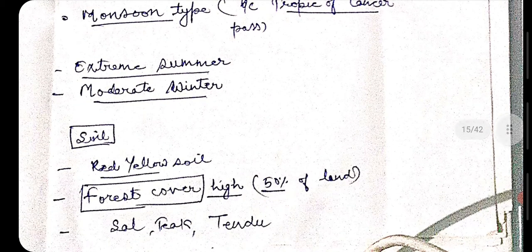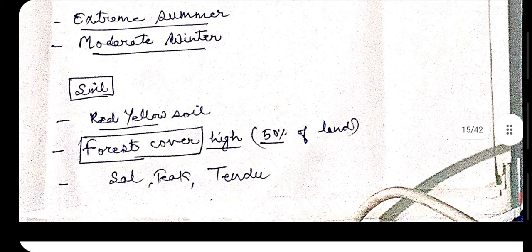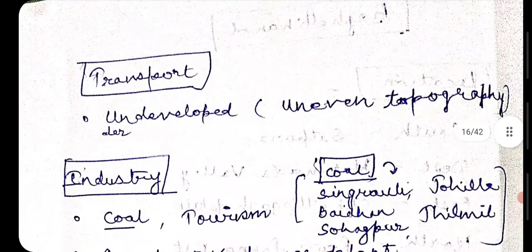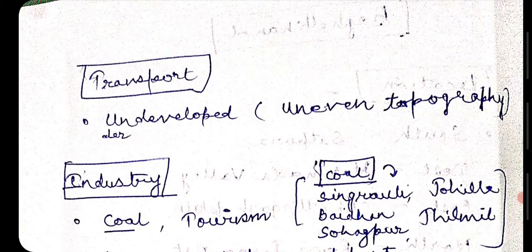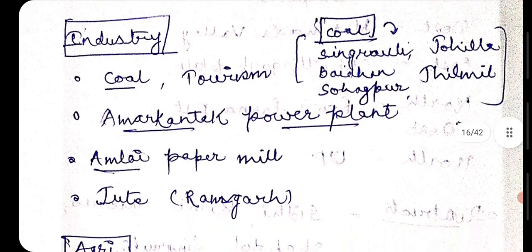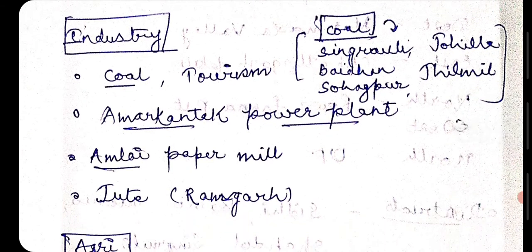Soil: red yellow soil. Forest cover is high. This is important: in Baghelkhand, forest cover is high, 50% of land. Trees: sal, teak, tendu. Transport: undeveloped because of uneven topography. Industry: coal, tourism, power plants, paper mills, jute mills.